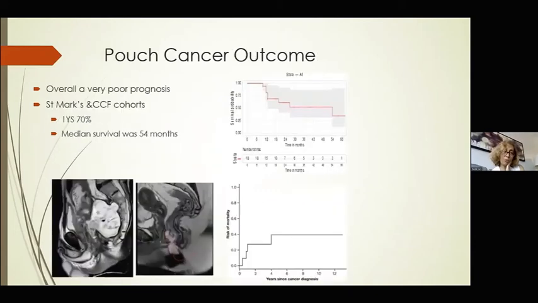The outcome of pouch cancer is rather poor, and I was trying to compare here the life table from both the Cleveland Clinic and the St. Mark's reports that is similar. It is 70% survival after 1 year. And the St. Mark's report shows 54 months median survival.